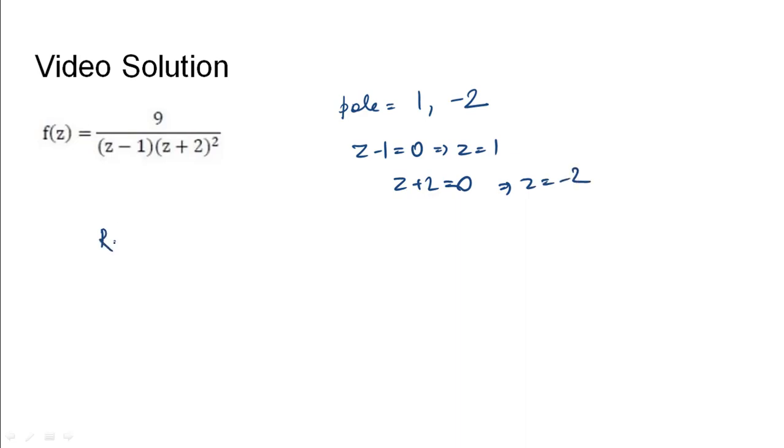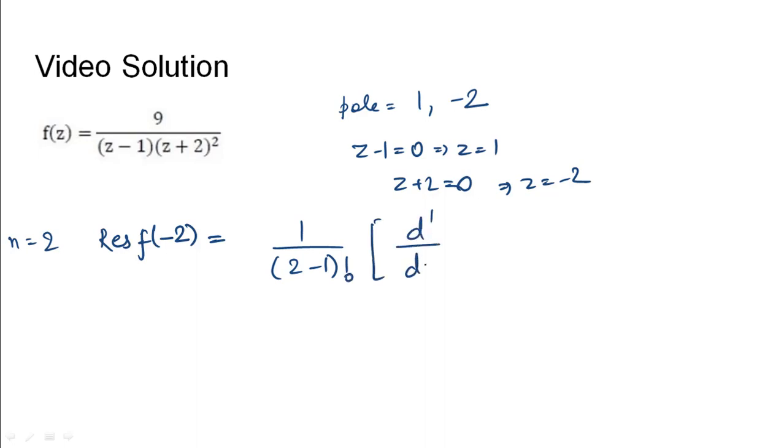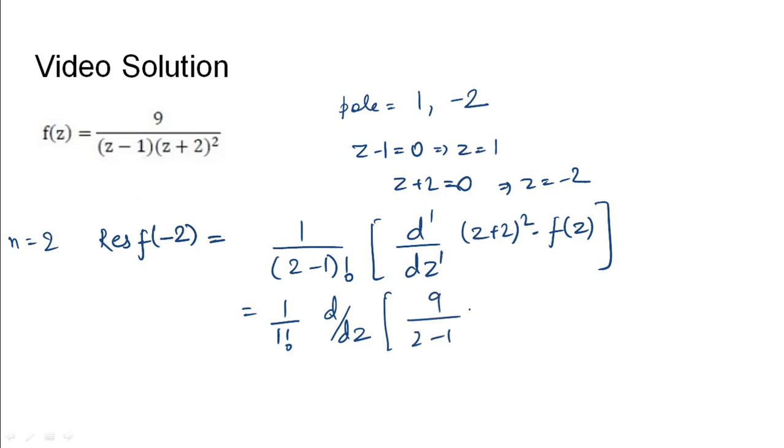So firstly we will do it for f of minus 2. This would give us 1 by (n minus 1) whole factorial. The order of the pole at minus 2 is 2. So this would become 1 by (2 minus 1) factorial into d of 2 minus 1, that would be 1, by dz of 1 into (z plus 2) whole square into f of z. This would become 1 by 1 factorial d by dz of 9 by z minus 1.